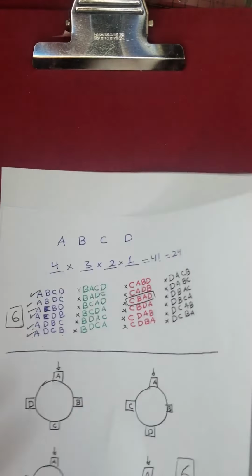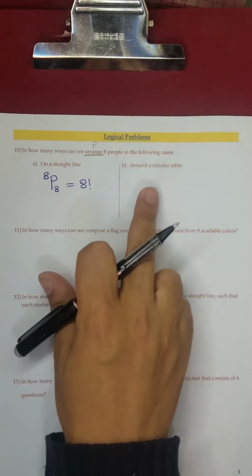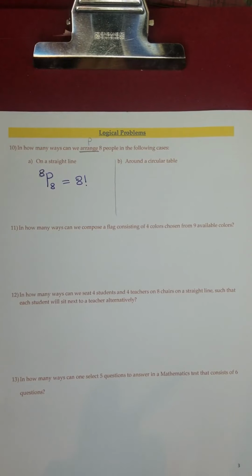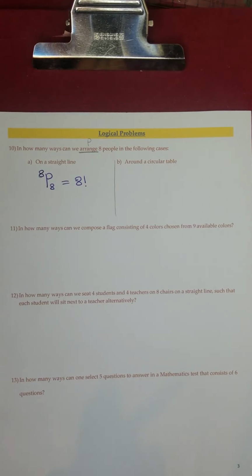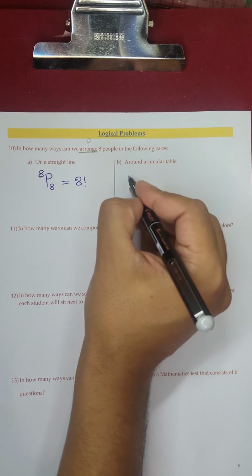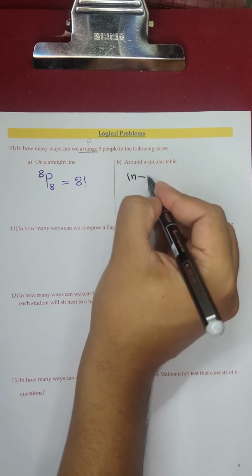Whenever you have a circle, and actually this does not only apply to circles, it applies to any closed shape, whether it's a circular table, or a square, whatever, the number of arrangements drops by 1. What do I mean by that? It means you're not going to have n factorial. Instead, you will have n minus 1 factorial.